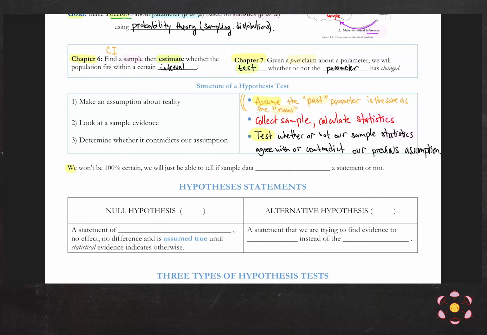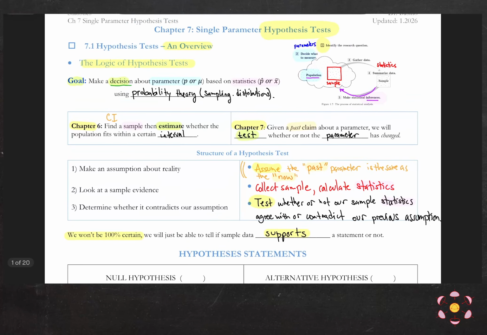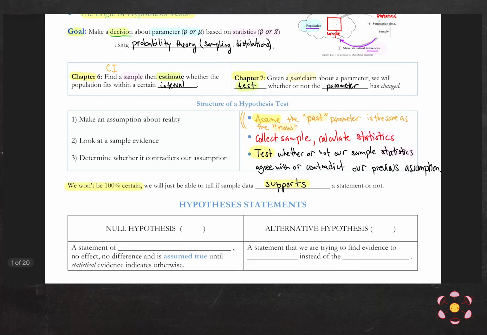So again, in statistics, very different than in other math classes like algebra, right? We'll never be 100% certain. We'll just be able to tell if the sample data agrees, or let's say supports, a statement or not. So this is basically as good as it can get in statistics, because we're always going to have to be okay with, again, our sample is not complete information, right? Going back to this little picture here, it's always just getting a small sample of people. So we have to live with the fact that there could be a little bit of error in our conclusions.